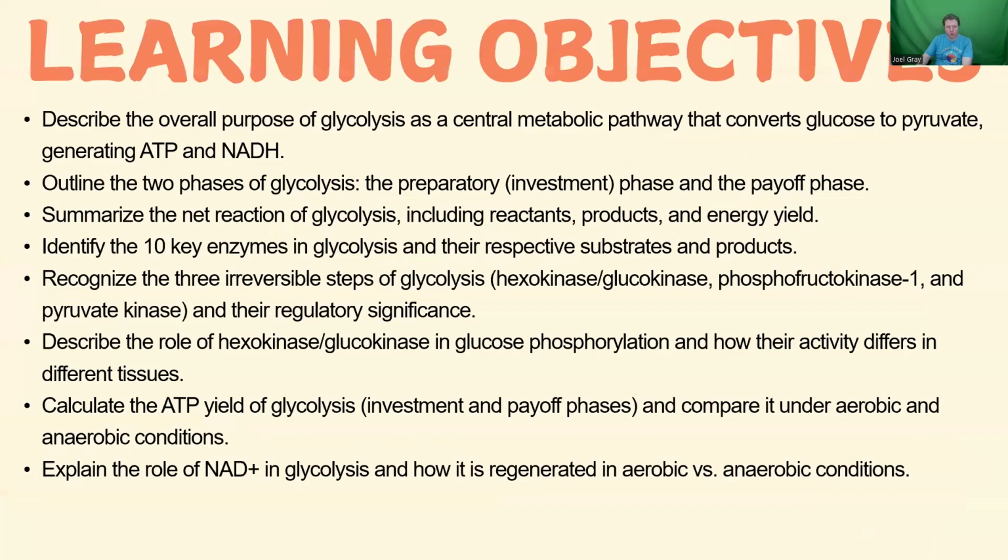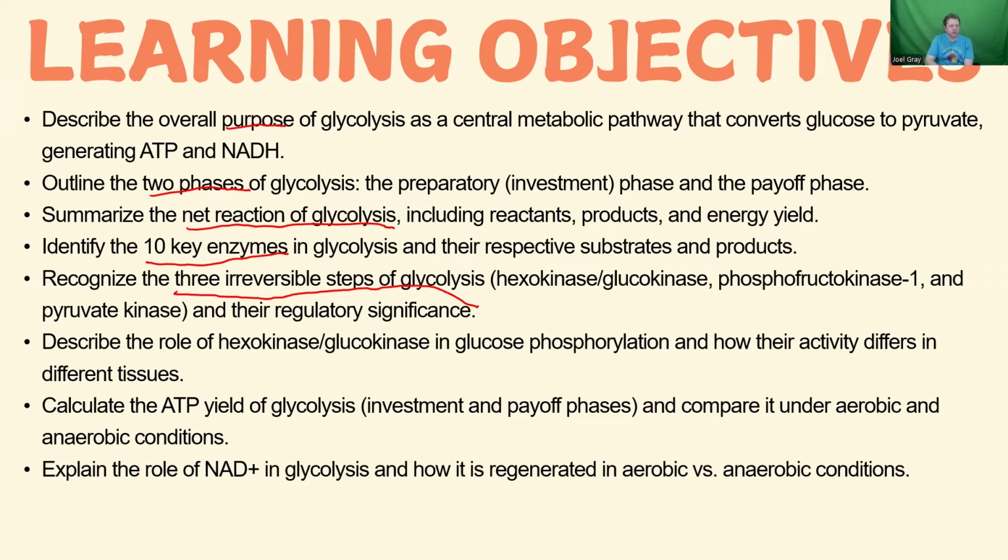Now, our learning objectives: we're going to define the overall purpose of glycolysis, and talk about basically what we get out of it. We're going to talk about glycolysis broken down into two different phases. The net reaction of glycolysis: even though it's a metabolic pathway, there is an overall reaction. What are the 10 enzymes in glycolysis? Some of these I consolidate down. Recognize the three irreversible steps of glycolysis. If you need to prioritize some steps of glycolysis, these three are the ones you want to prioritize.